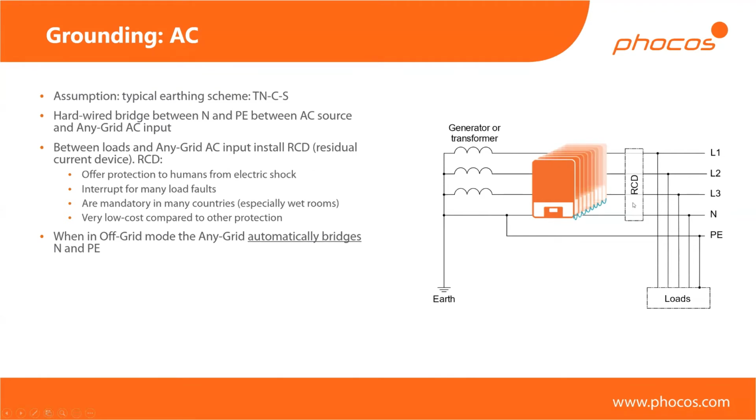Now, this RCD, I don't have time to go into the details, but it will only function if you have, at some point, a bridge between the neutral and ground. And you will have that if you're working with a public utility. But if you're working in off-grid mode, well, this section is completely disconnected, as you may remember. So in that case, as you saw in the topology earlier, the inverter, when it's in off-grid mode, automatically makes this bridge internally. And that's just to ensure that your RCD or GFCI is working even in off-grid mode.